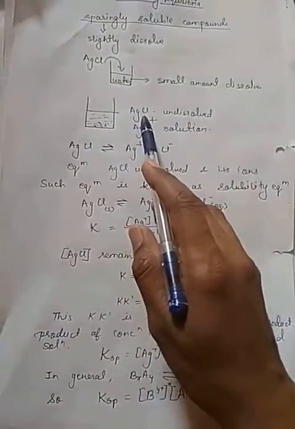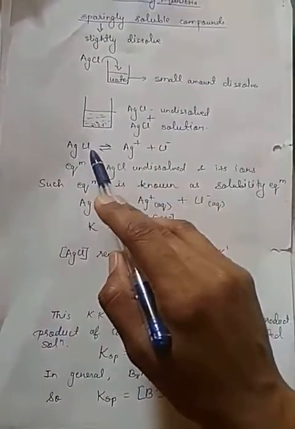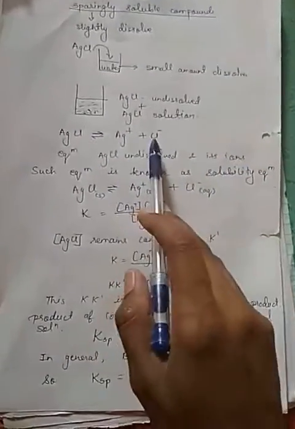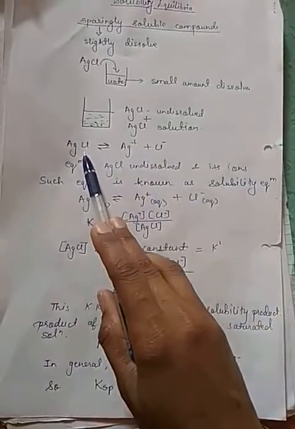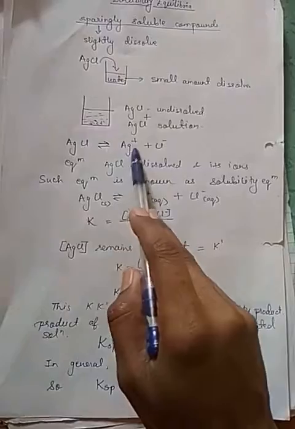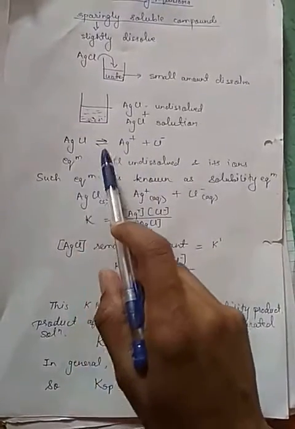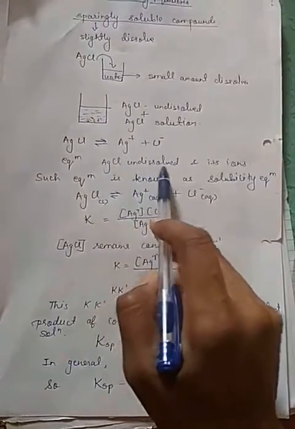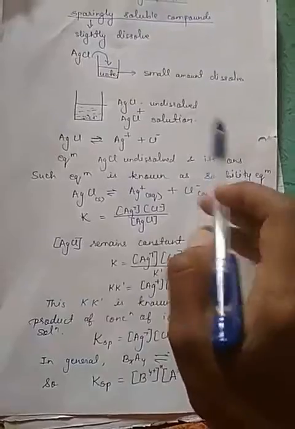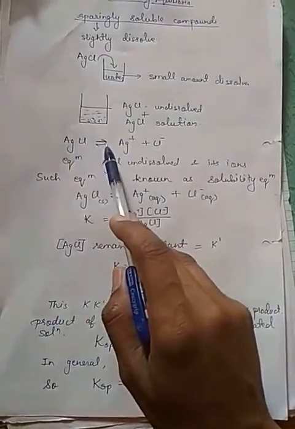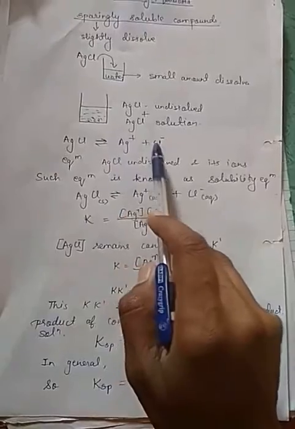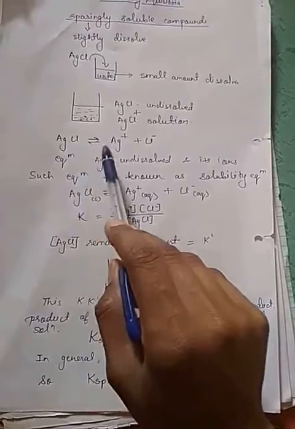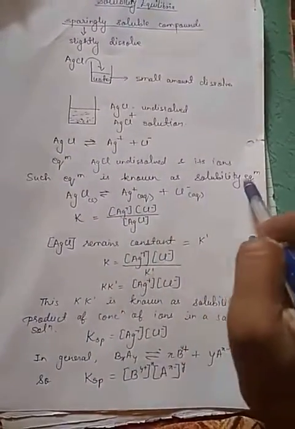Now when AgCl is added to water, it dissociates into Ag+ and Cl- ions. Some part remains undissolved in AgCl form, and some dissolves as Ag+ and Cl-. So there is an equilibrium. You can see a double-headed arrow, that is the equilibrium between AgCl, which is undissolved, and its ions, Ag+ and Cl-. Such equilibrium between a sparingly soluble salt and its ions is known as solubility equilibrium.